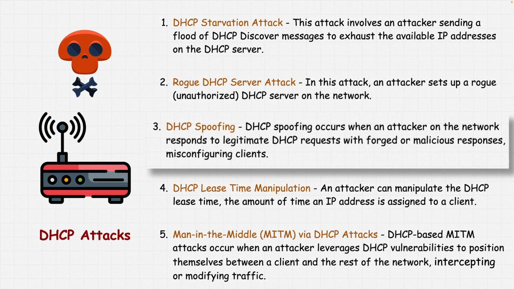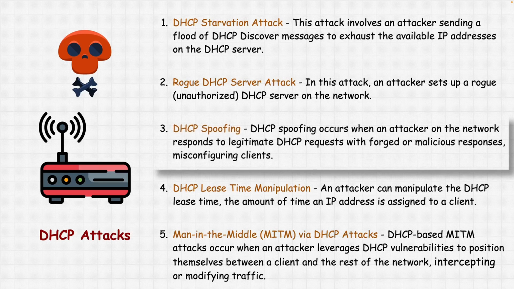Another attack is DHCP spoofing. DHCP spoofing occurs when an attacker on the network responds to legitimate DHCP requests with forged or malicious responses, misconfiguring the clients. So how does this work? Well, the attacker spoofs the response of a legitimate DHCP server, providing clients with false gateway or DNS information. This allows the attacker to direct traffic, control client network connections, or even prevent clients from accessing the network altogether. DHCP spoofing could result in man-in-the-middle attacks, where attackers intercept sensitive data or alter communications.